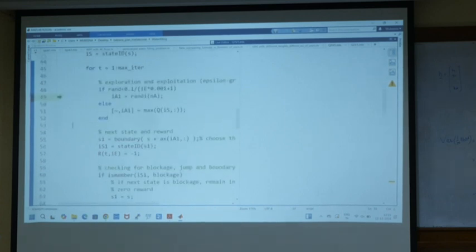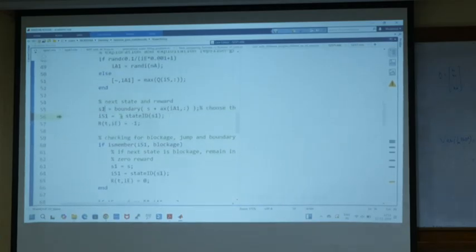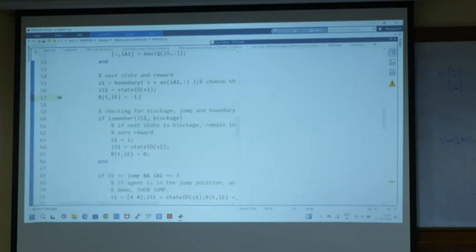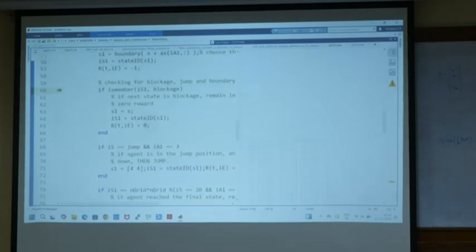So next I have to check for the boundary condition, whether it goes outside the boundary or not. Okay. So the next state will be within the boundary, and I have chosen the number for the next state in the variable IS1, and the reward is -1. Okay. And I have to check for the blockage if it is in blockage or not. If I have the blockage, I will put the reward 0. Okay. So if it goes in the blockage, reward is 0.